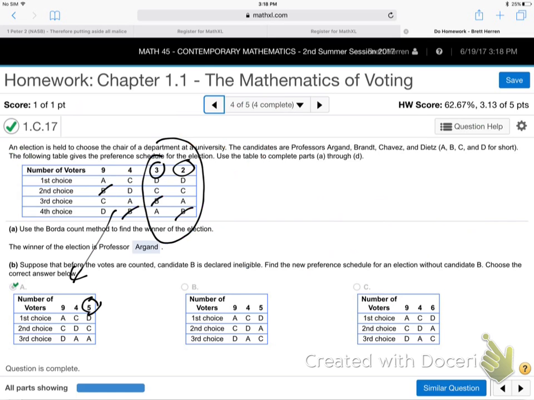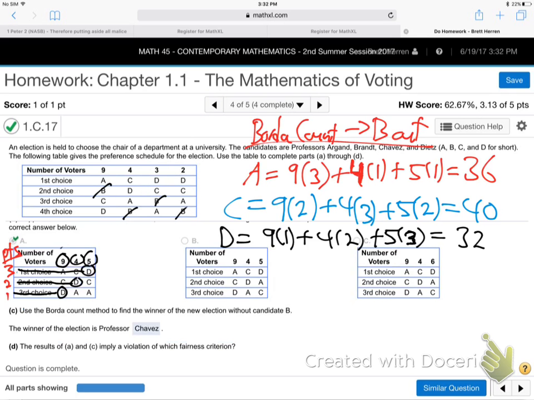Okay, so they redo it, right? We take the chart. Now B's out, and nobody's changed their feelings, right? We didn't change anybody's feelings. We just said you can't have B anymore, because B's not allowed to run. So we just dropped B out. We didn't move around anybody's feelings, did we? We're assuming their preferences remain the same, right? So we just dropped B out, got a new preference chart, and we redid the Borda count method. Now who won? C.